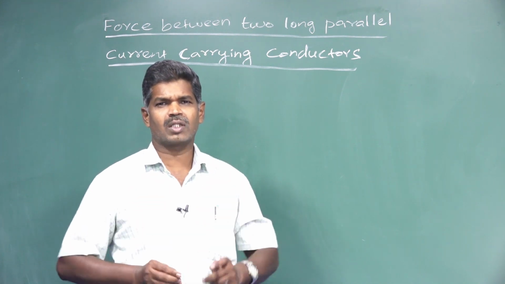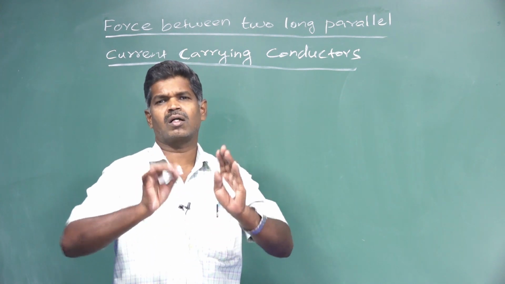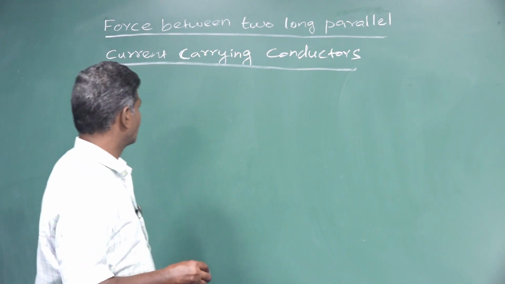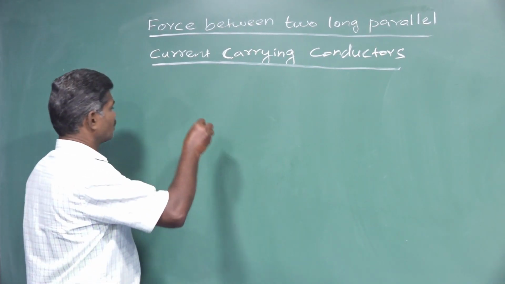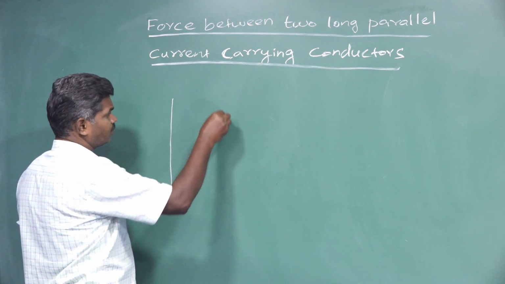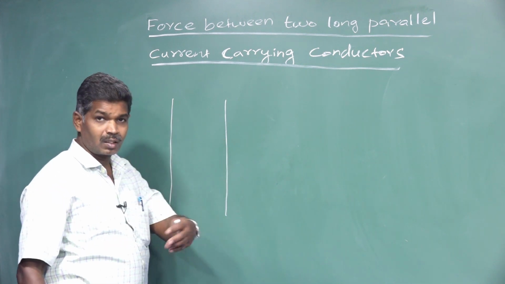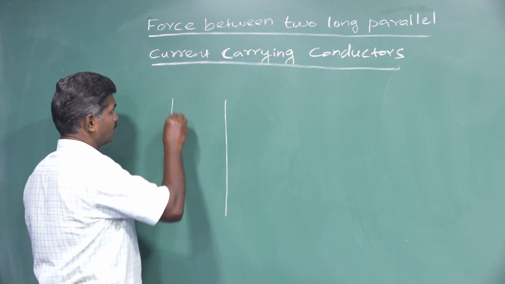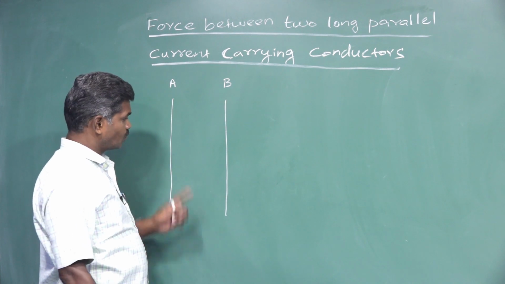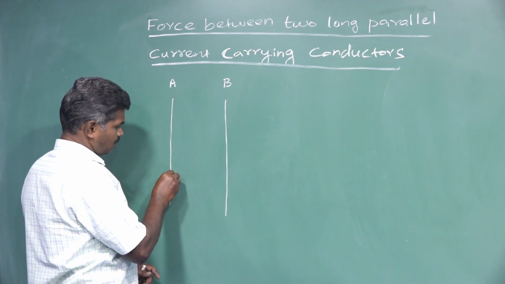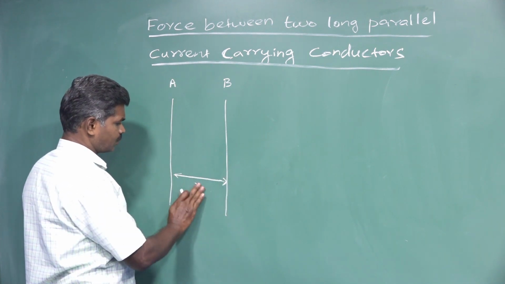For that, we are going to take a diagram. In the diagram, we take two long current carrying conductors. We consider them very long, that is, infinitely long. Conductor 1, conductor 2, it may be called wire 1, wire 2, whatever. A conductor, B conductor. The two conductors are separated by a certain distance. The distance is taken as r.